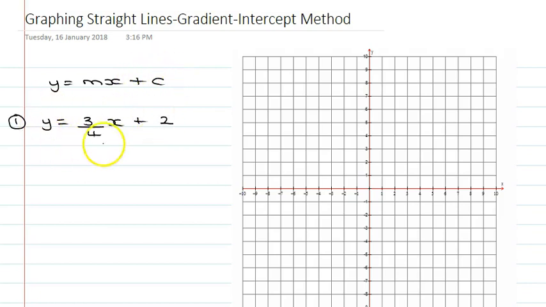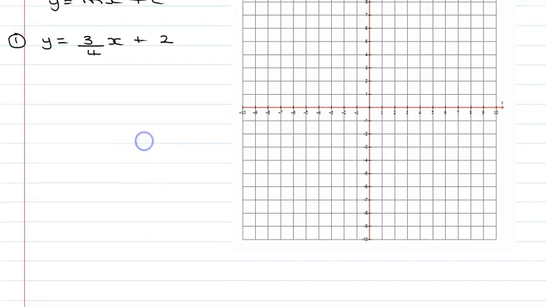So let's have a look at this equation here. I've written y equals 3/4 x plus 2. We can see that it's in the form above, where m, the gradient, is 3/4 and the y-intercept c is 2, positive 2. Let's go to the gradient first. Don't forget that the gradient is made up of rise over run, the vertical distance divided by the horizontal distance. Here m equals 3/4, which means the rise is 3 and the run is 4.